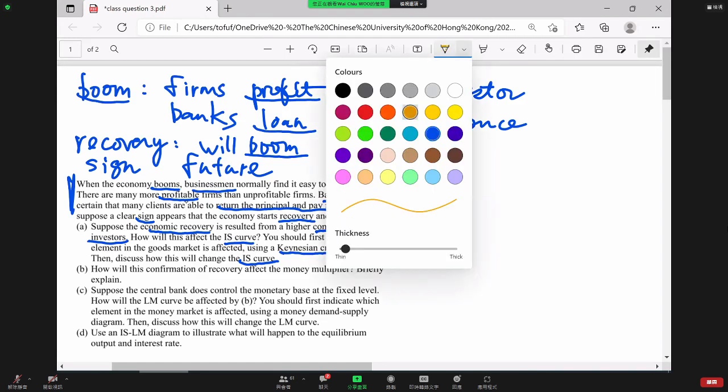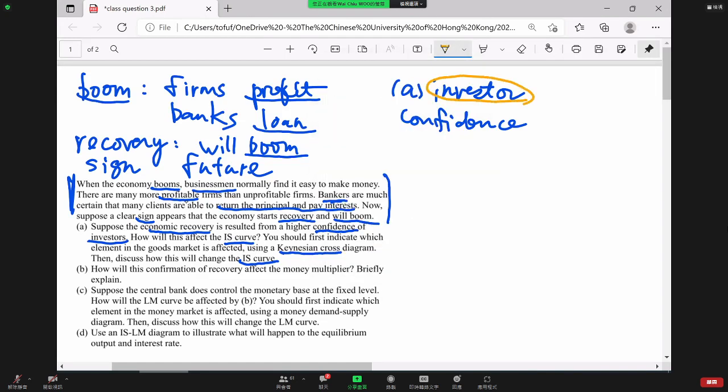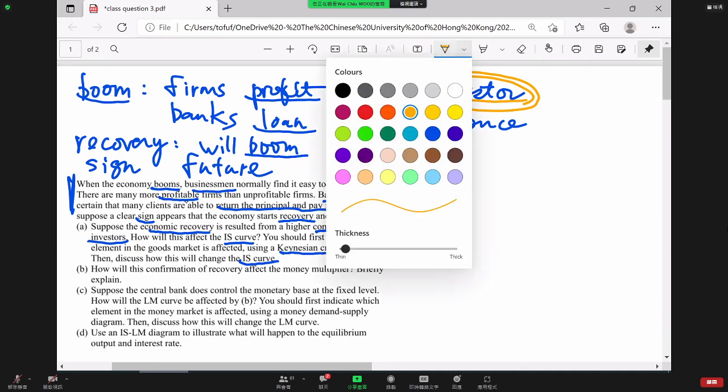Okay, for A, obviously, it is talking about investors, right? So if there is anything to happen for the IS, it is talking about the goods market, right? And in the IS, you of course have many different components, C plus I plus G plus X minus IM, something like this, right? And which item will be affected? Obviously, you are talking about investors having more confidence in the economy. So it should be investment that will be affected. That seems to be quite obvious, right?